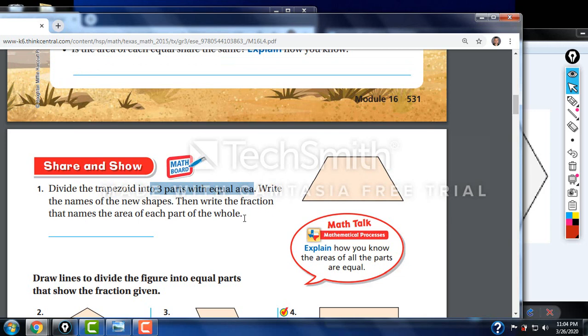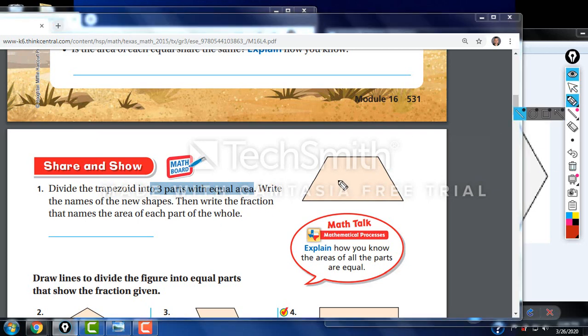Okay, welcome back. So I'm going to divide it into 3 equal parts. So I'm going to do that first. I have to visualize this. So, okay, how can I divide this? I can't go this way because then I won't have equal parts. I'm going to have to start seeing it. And if you do this, go down here, then go down here. Now I have 3 equal area parts. 1, 2, 3. And that answers this one.